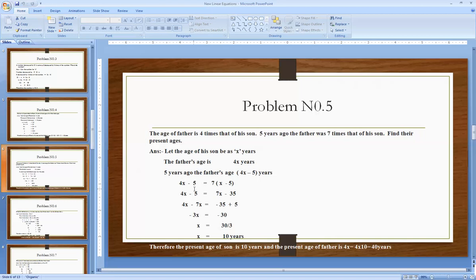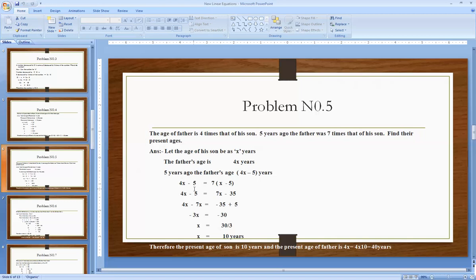So the father's age 5 years back, that is 4x minus 5, equals 7 times his son's age. The son's age 5 years back is x minus 5, so 7 has to be multiplied with the son's age of 5 years back, that is x minus 5. The father's age, 4x minus 5, is equal to 7 into x minus 5.